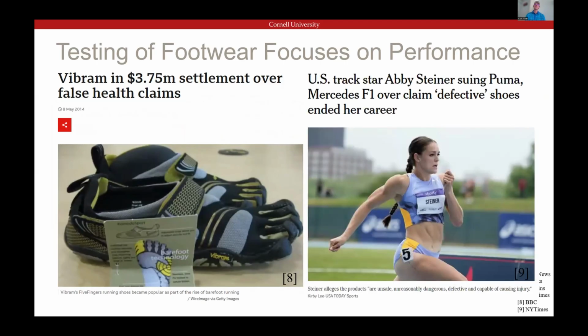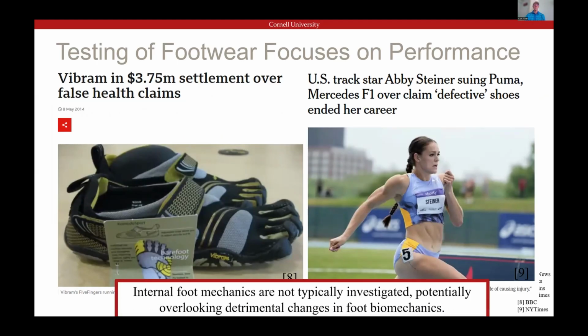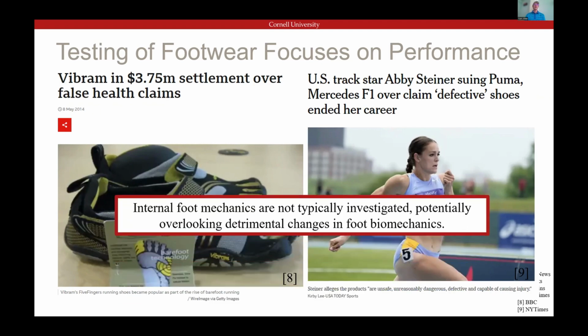And just this past week also, former world champion Abby Steiner is now suing Puma for injuries that she claims ended her career due to the footwear Puma was providing her. So by ignoring the internal foot mechanics, by not investigating with these testing, we are potentially overlooking detrimental changes within foot biomechanics.